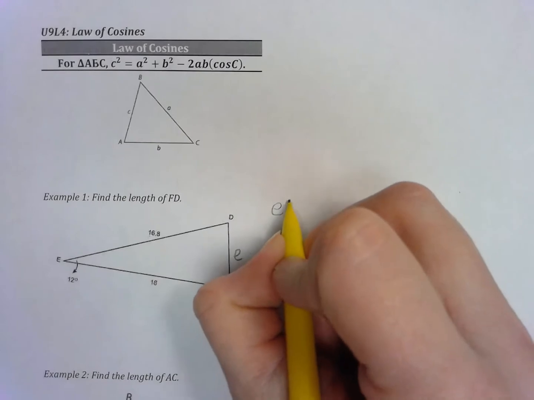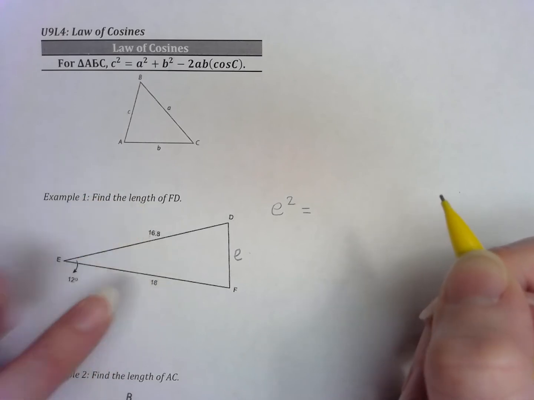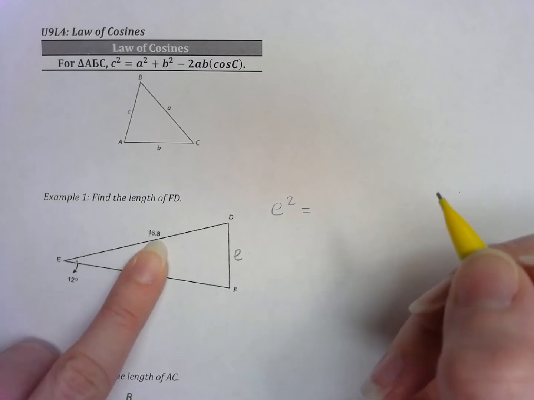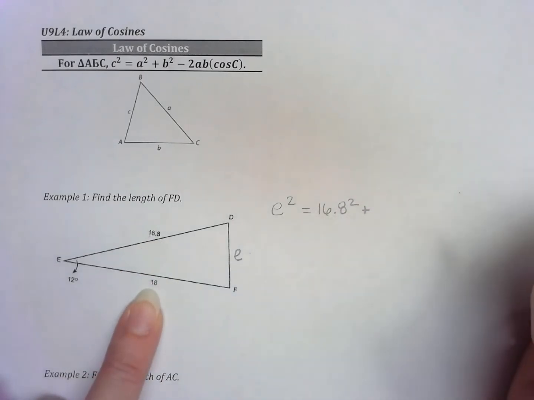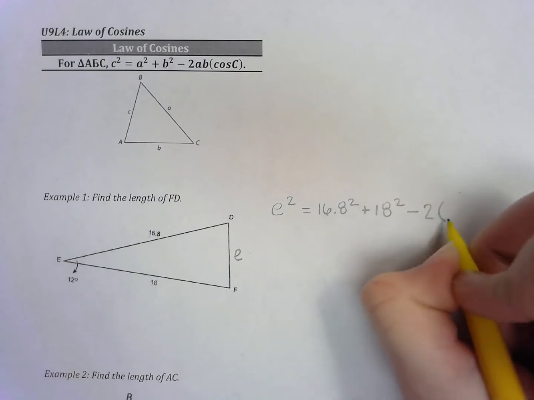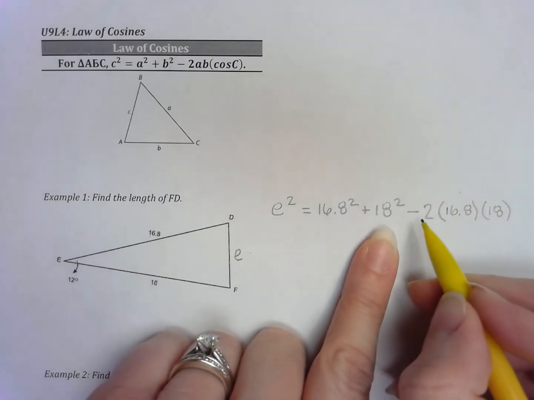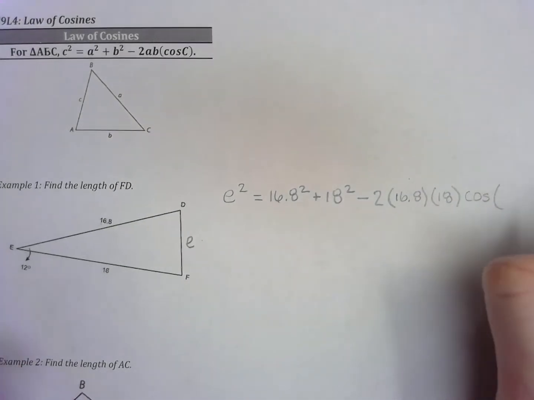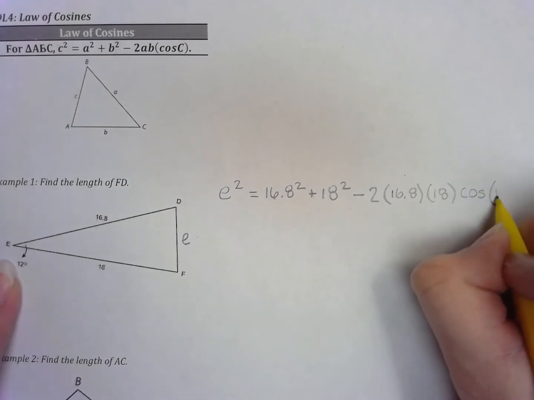So let's set that up. e squared equals, the a and the b do not matter which side you call a and which side you call b, as long as they're on each side of the angle that you know. So I'm going to let 16.8 be my a squared, plus I'm going to let the 18 be my b, so 18 squared, minus 2 times a times b. So you're going to use this 16.8 and the 18 again. So minus 2 times a times b cosine of big C. So big C is the angle that is included between those sides of the triangle. So cosine of 12.